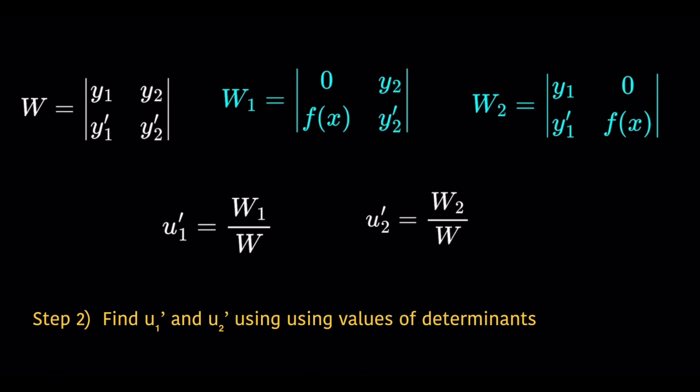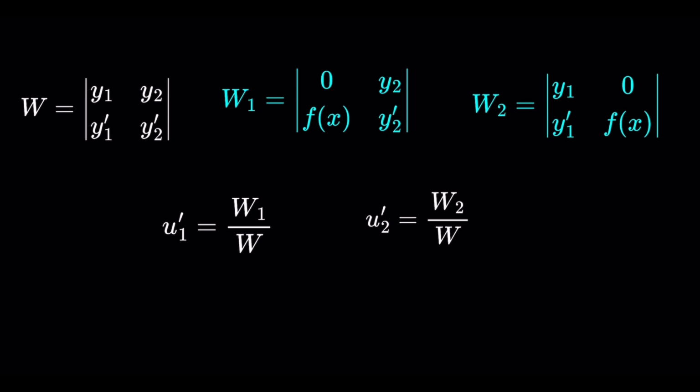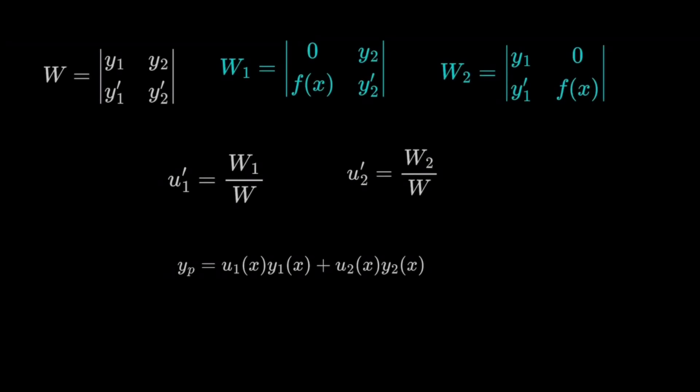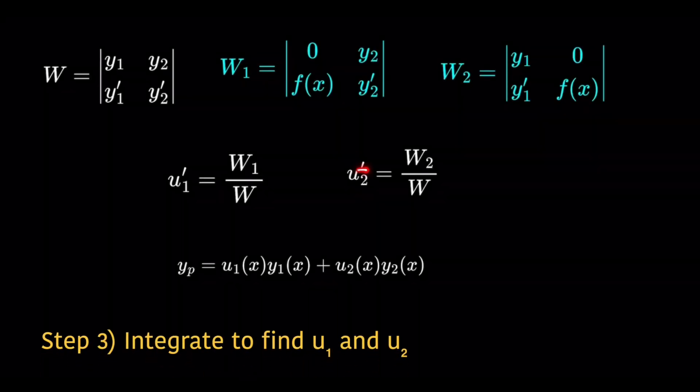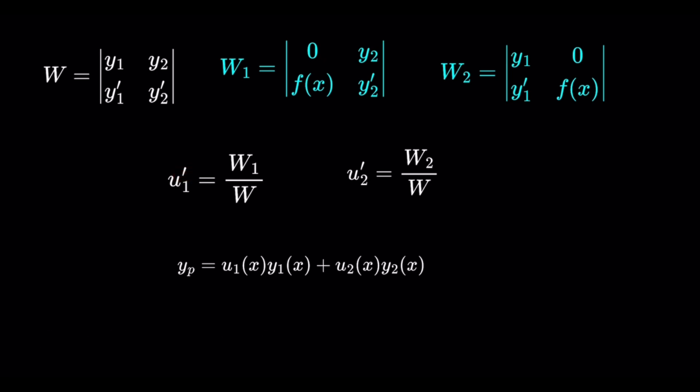Now that we have found the determinants, we are going to be using these formulas. For u1 prime, we'll be doing W1 divided by W. And for u2 prime, we'll be doing W2 divided by W, where the prime represents the first derivative of u1 and u2 respectively.